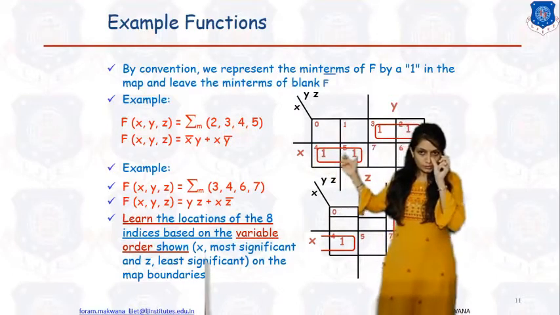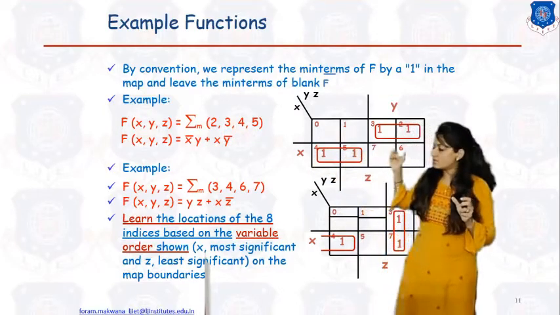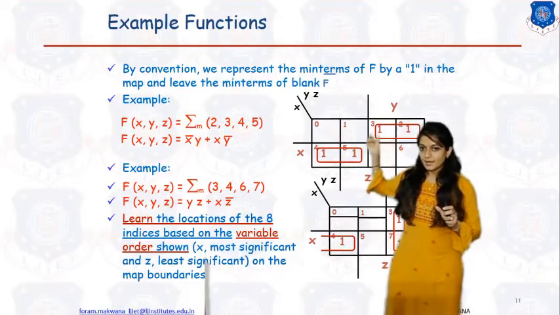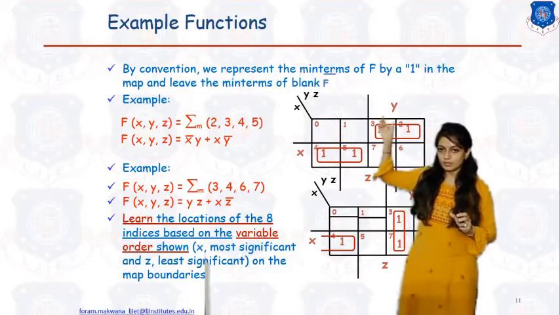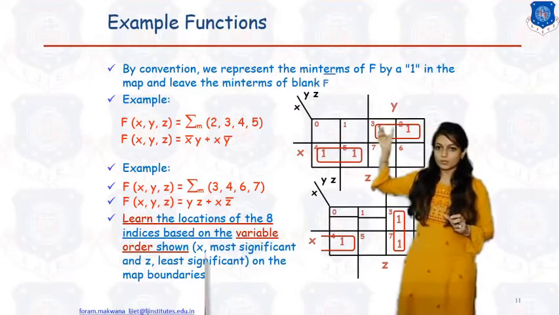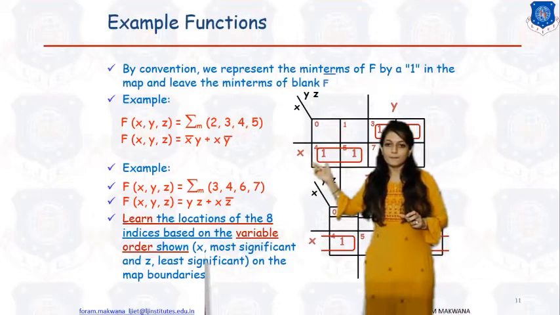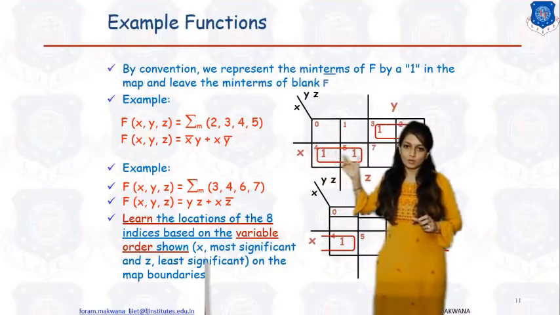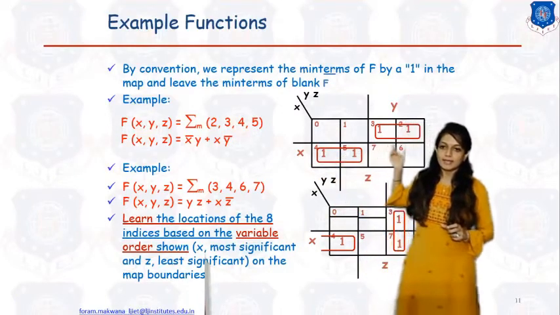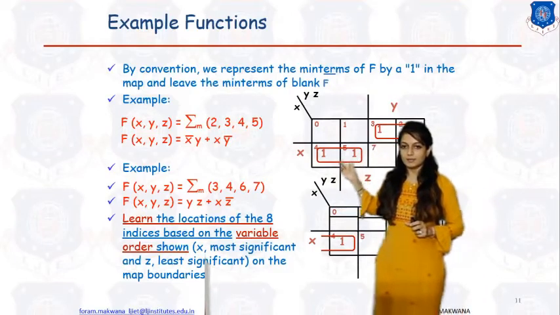Alright, and you will get the answer like this. What is common row wise? x is common. What is common over here? x bar is common, and over here y is common. This is for over here. x is common and y bar is common. Okay, so the answer is x bar y plus x y bar.